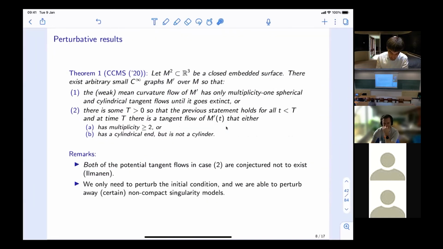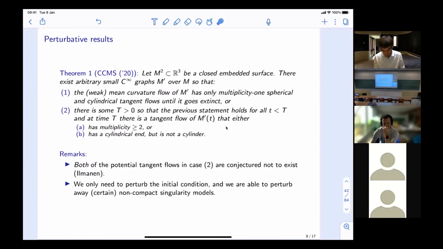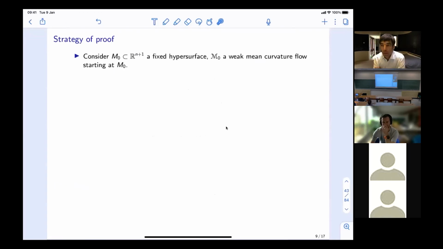Okay, now, as I said, the important thing is we only need to perturb the initial condition, and we are able to perturb away these asymptotically conical tangent flows and compact ones. Okay, now let me start to give a bit of an idea of how to prove this. The idea is it relies on this avoidance principle. So this is our initial surface M0. Now we can even assume that this weak solution is unique starting at M0.